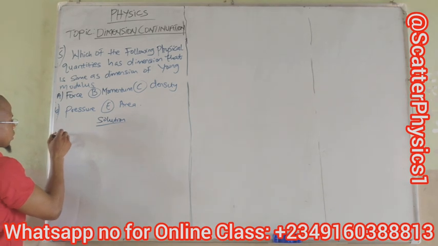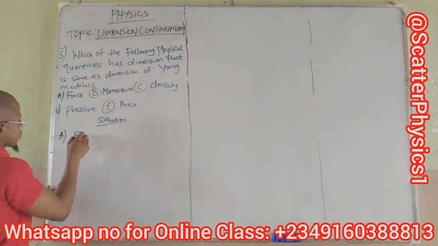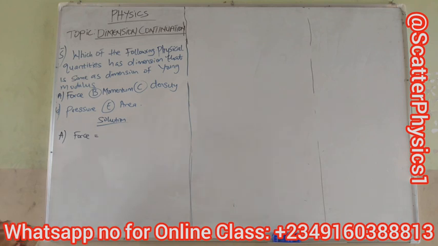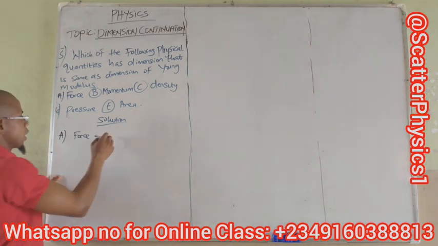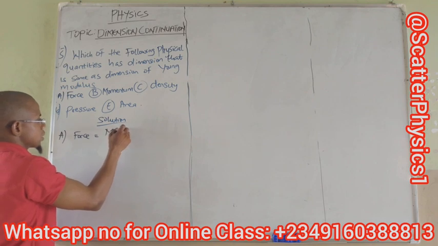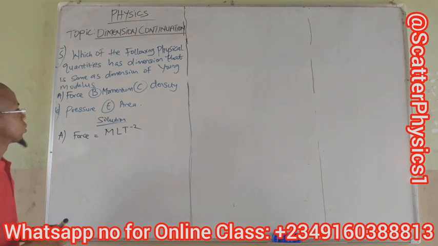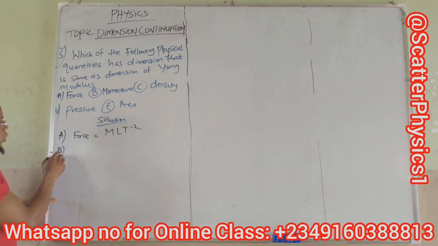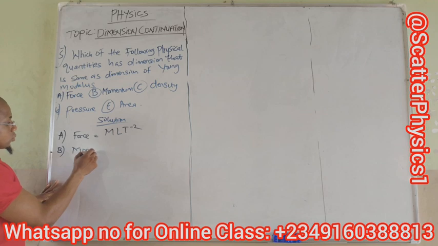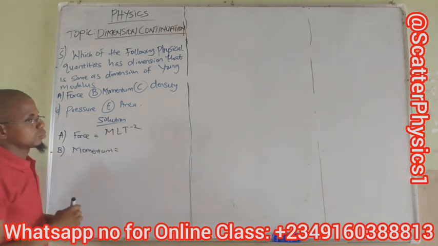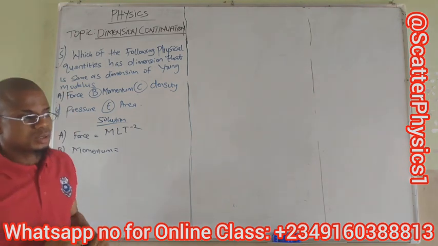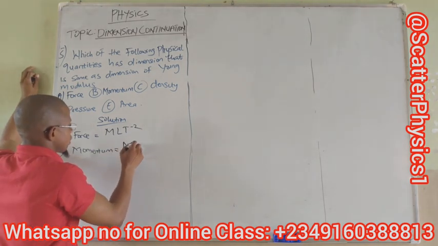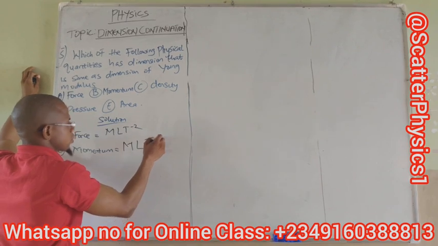A, force. The dimension of force is M L T raised to the power minus 2. Then B, momentum. The dimension of momentum is M L T raised to the power minus 1.